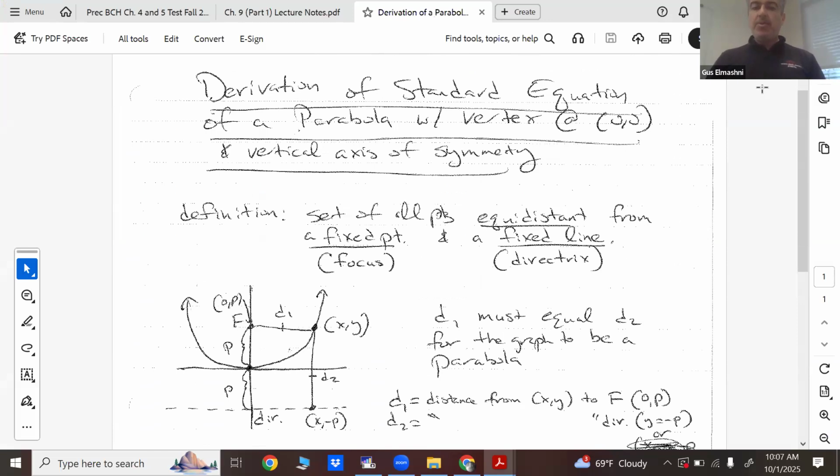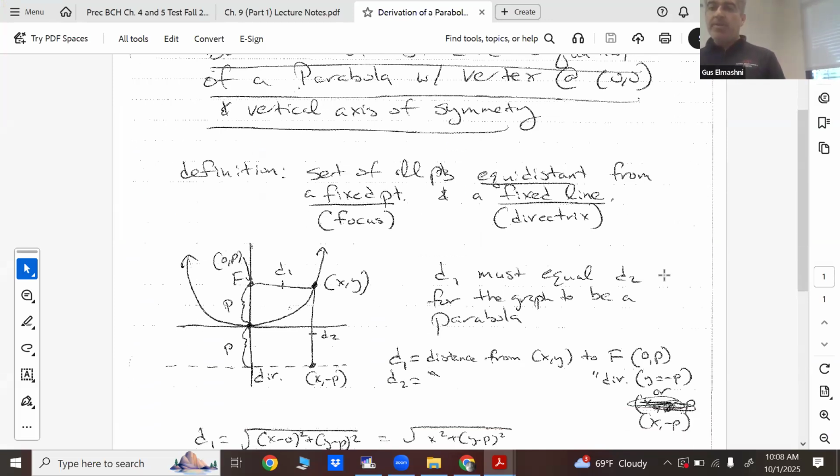So, derivation of the standard equation of a parabola with vertex at 0, 0. I put it at 0, 0 to keep things simple and had it opening up. What is the definition of a parabola? A parabola is defined as the set of all points equidistant from a fixed point and a fixed line. The fixed point we call the focus, the fixed line we call the directrix. I know, kind of weird names. So capital F is the focus.